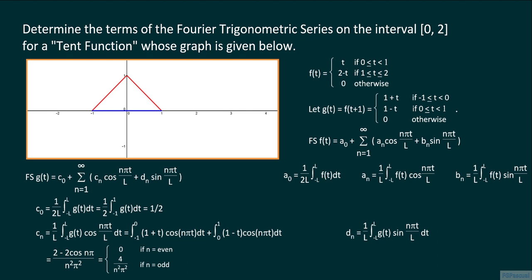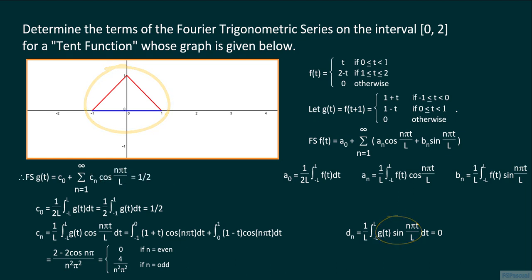The coefficient d sub n is equal to 1 over L times the integral from minus L to L of g of t times sine of n pi t over L. Now observe that g of t is an even function. And we know that sine n pi t over L is an odd function. Therefore, g of t times sine n pi t over L is an odd function. And the integral of an odd function on an interval centered at t equals 0, such as the interval from minus L to L, is 0. Therefore, the sine terms in the Fourier series of g are absent.